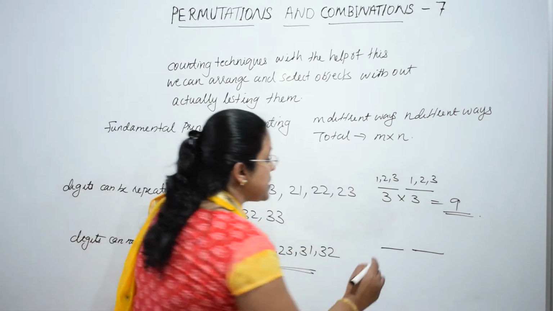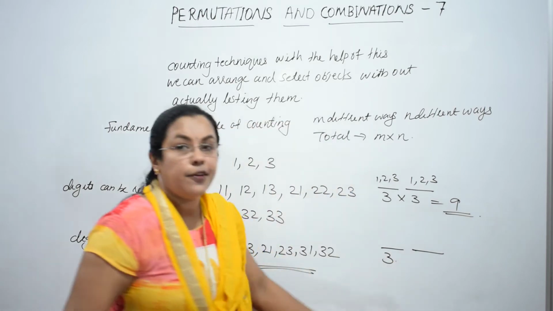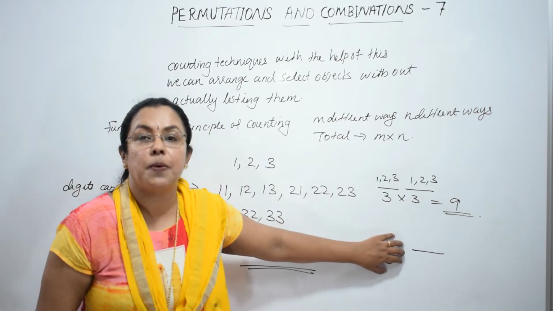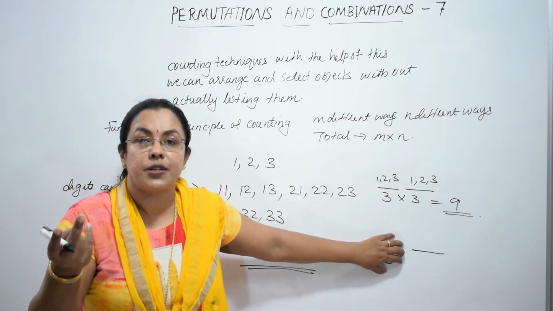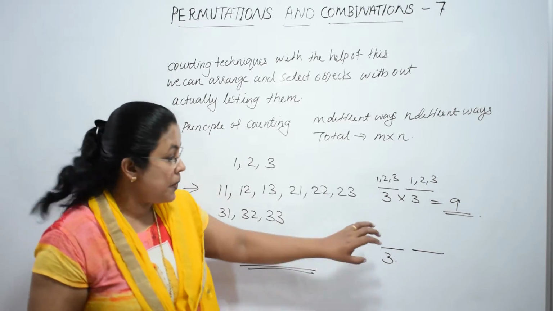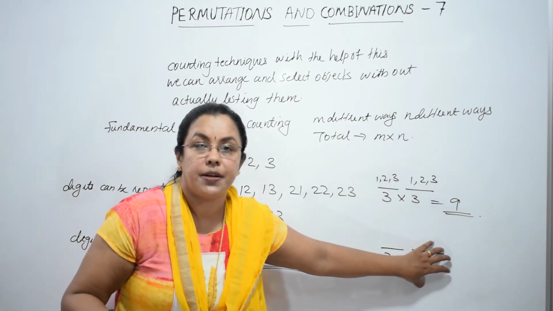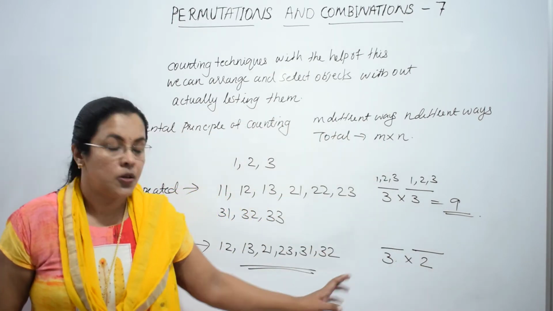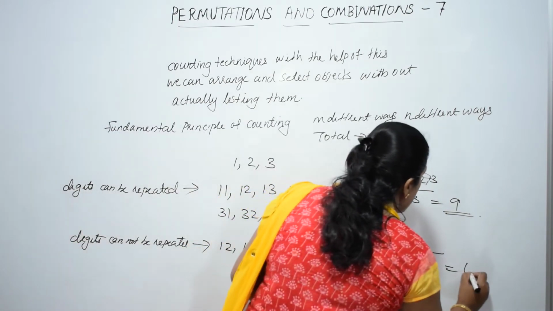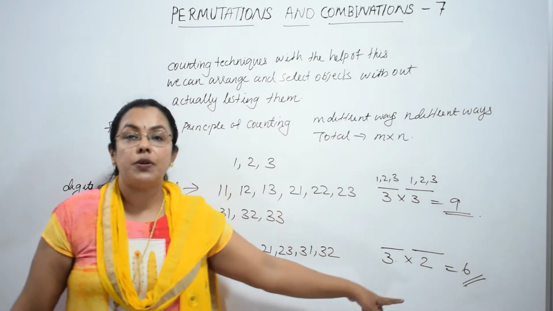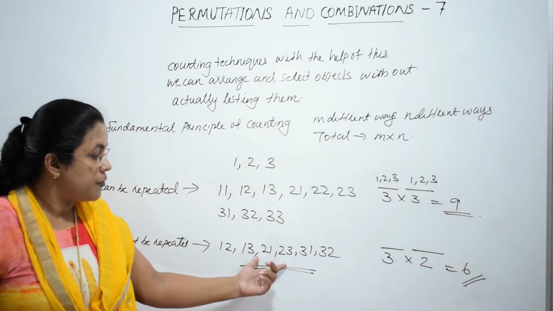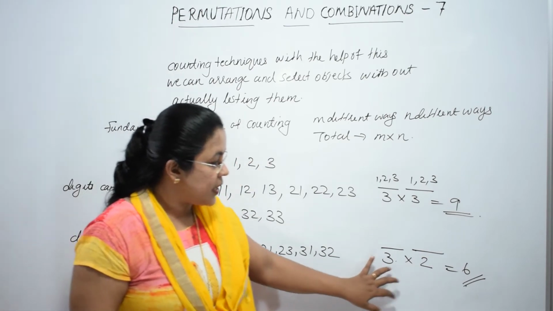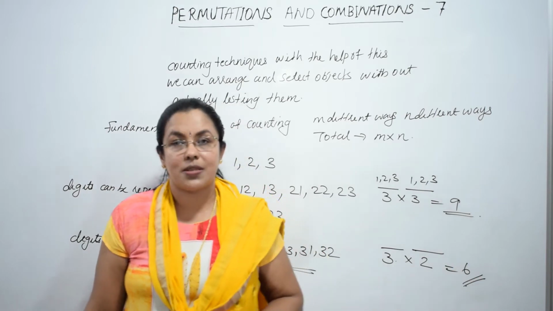So the first place can be filled in 3 different ways using 1, 2, 3. After fixing the first place, only 2 digits are left, because digits cannot be repeated. So the second place can be filled in 2 different ways. So the total number of 2-digit numbers formed using the digits 1, 2, 3 without repetition is 3 into 2, which is equal to 6.